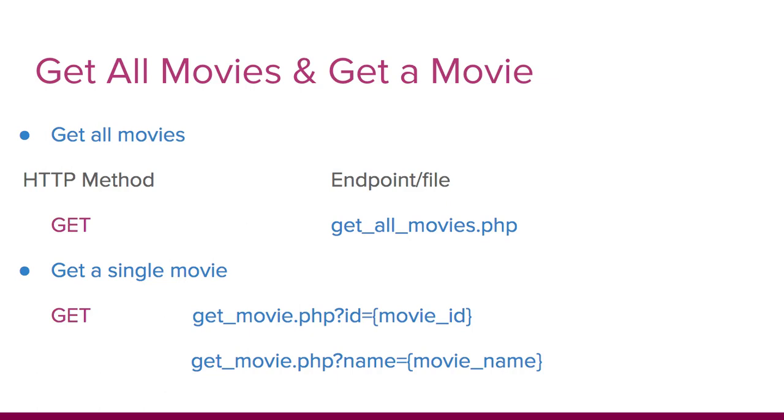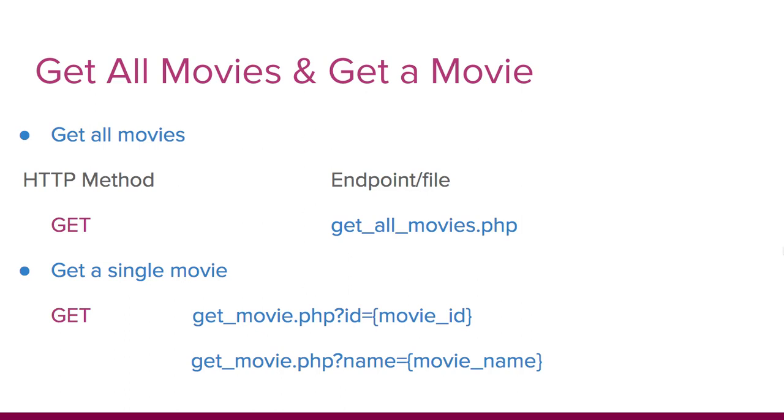In order to create a complete API, we need to do four things. First, we need to get all movies. We need also to update movies. We need to insert movies. We need also to delete movies. So the first step is to get movies, a single movie, and all movies.